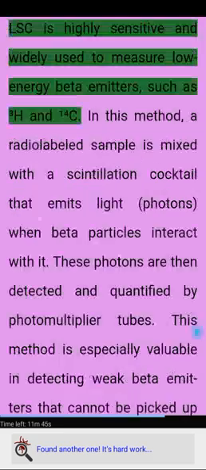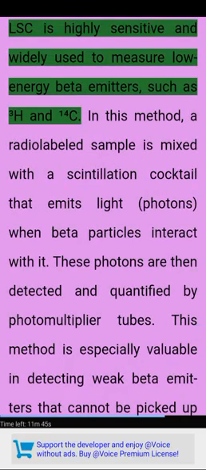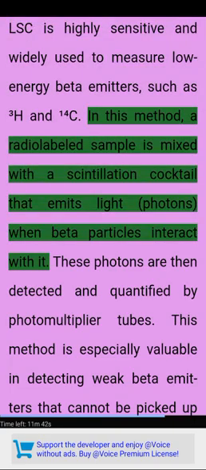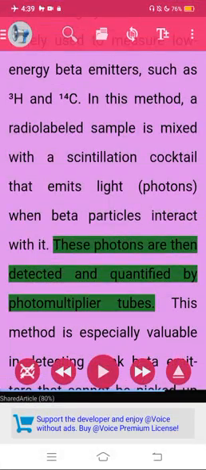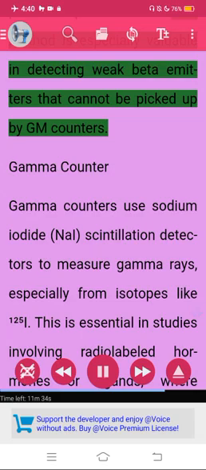Liquid scintillation counter (LSC). LSC is highly sensitive and widely used to measure low energy beta emitters, such as ³H and ¹⁴C. In this method, a radiolabeled sample is mixed with a scintillation cocktail that emits light photons when beta particles interact with it. These photons are then detected and quantified by photomultiplier tubes. This method is especially valuable in detecting weak beta emitters that cannot be picked up by GM counters.